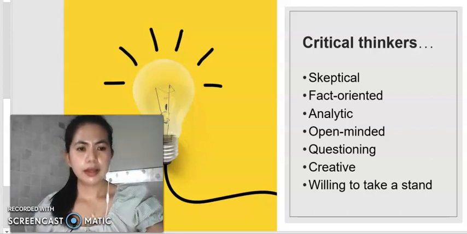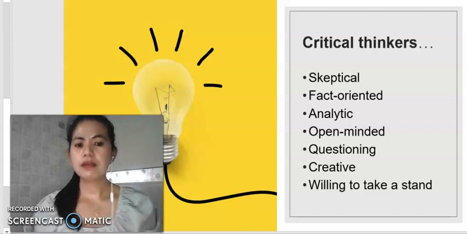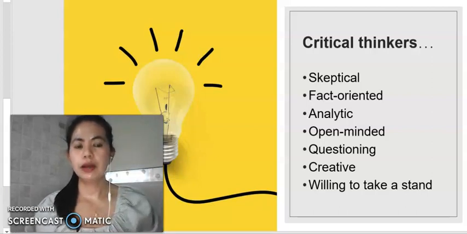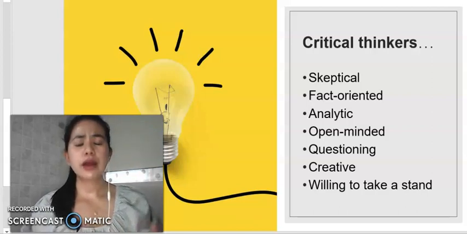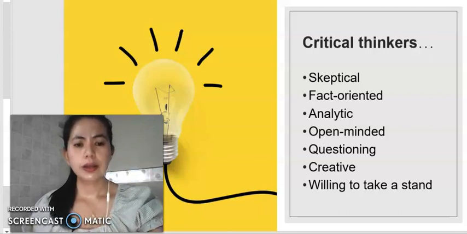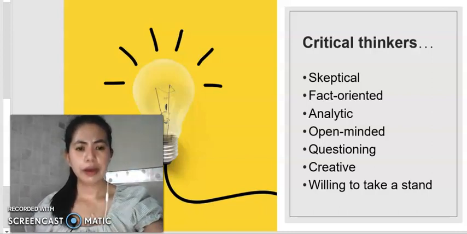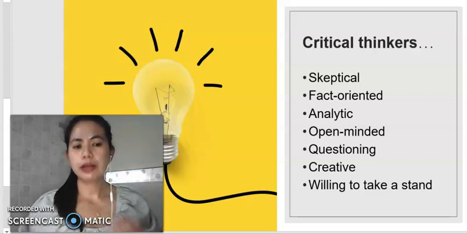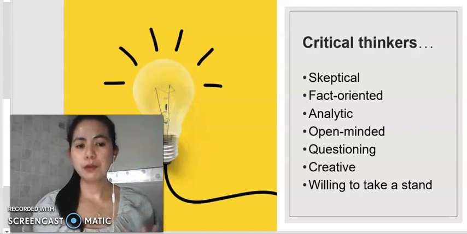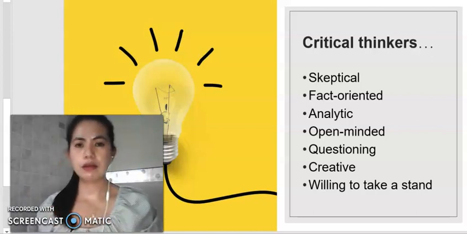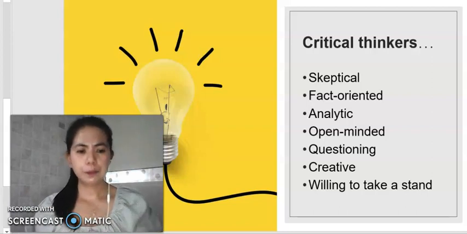Next is analytic. There is a deep understanding of what he or she reads, like how has the work been organized or what strategies has the writer used. Next is open-minded. They are prepared to listen to different points of view and are not restricted by personal bias. So that is open-minded.